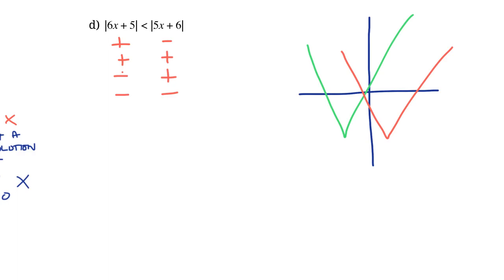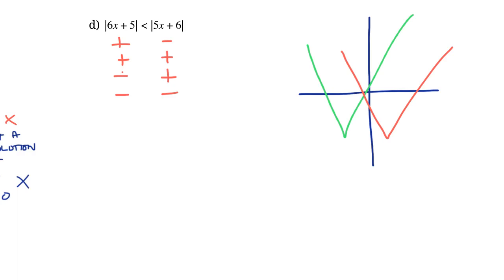Now, a way to get around that is if you accurately sketch these two graphs, you should be able to see which branches intersect quite easily. But here we're going to do the algebraic way. So we're basically going to check each of these four cases.